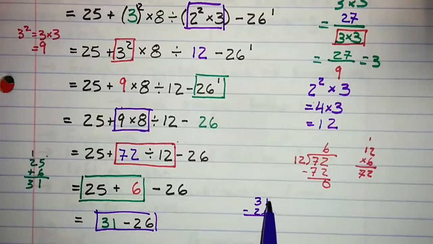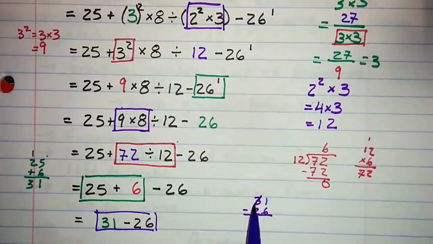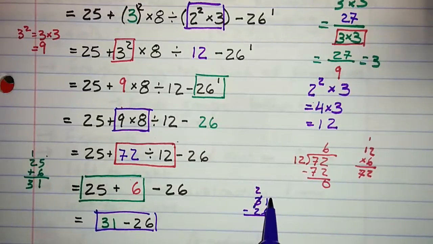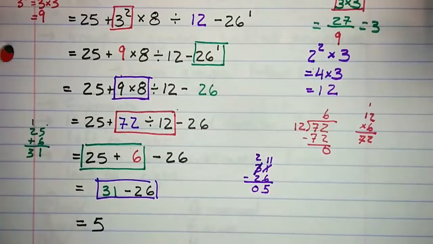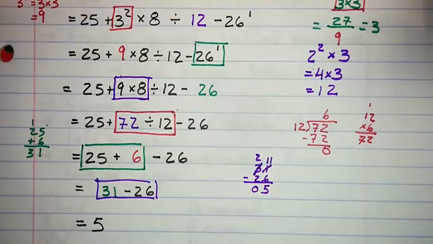31 minus 26. 1 minus 6, I can't do it. I have to borrow. 3 becomes a 2. 1 becomes an 11. 11 minus 6 is 5. 2 minus 2 is 0. And left is 5. Our whole complicated expression evaluates to 5. Again, not difficult, just time-consuming. It requires that we work carefully.